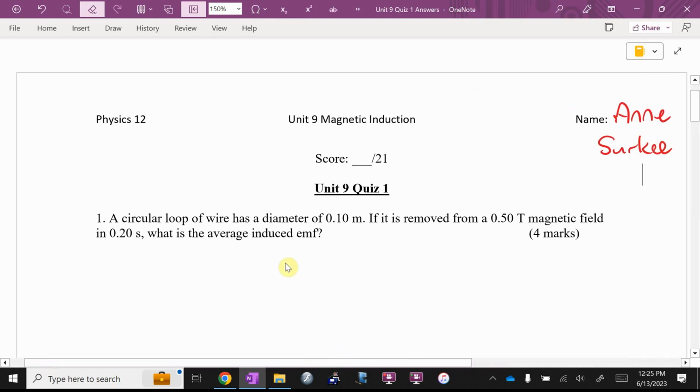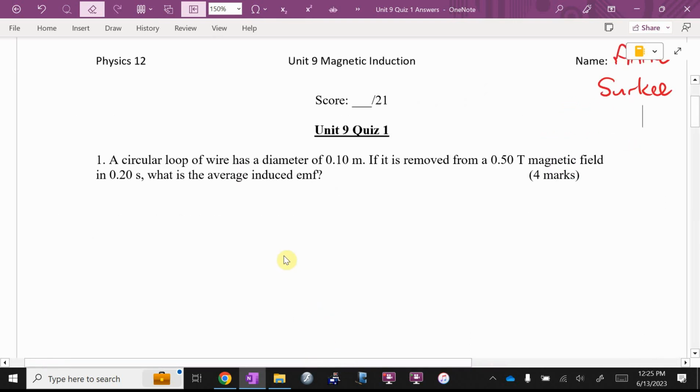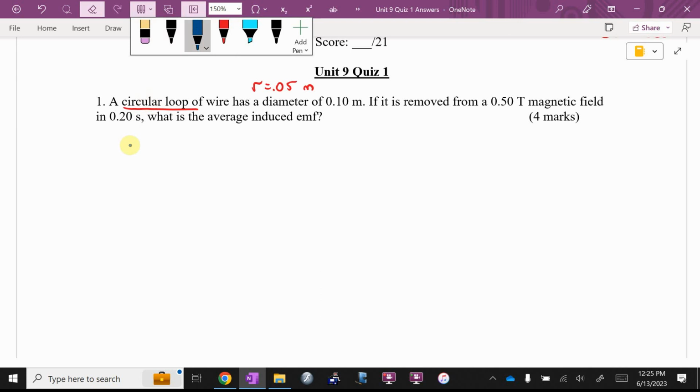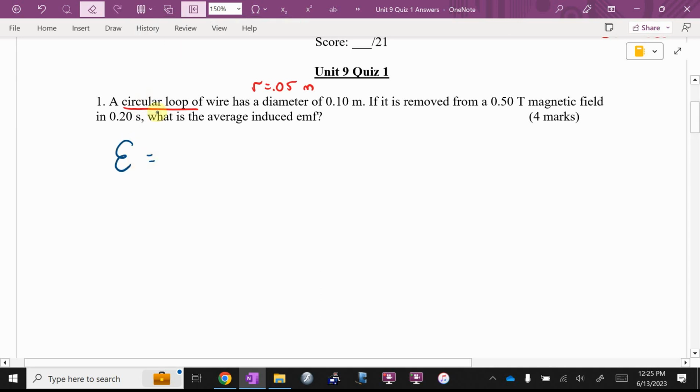If a circular loop of wire has a diameter, so the first thing I did was I said, okay, the radius is 0.05 meters because I think I'm going to be using the radius for any of my calculations. It's removed from a magnetic field in 0.2 seconds. What's the averaged induced EMF? So this is a circular loop of wire. I'm going to use Faraday's law, which says the EMF is negative N, change in flux over change in time.